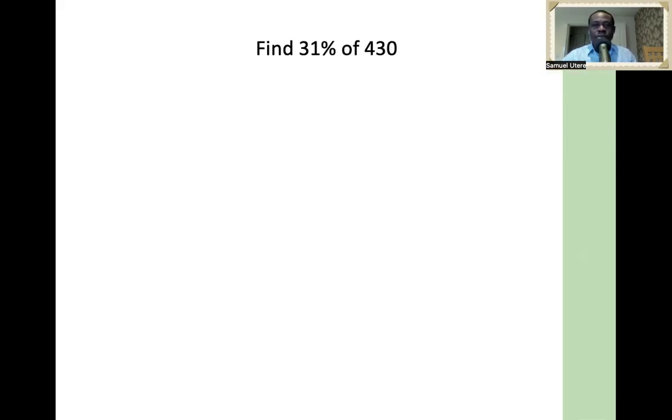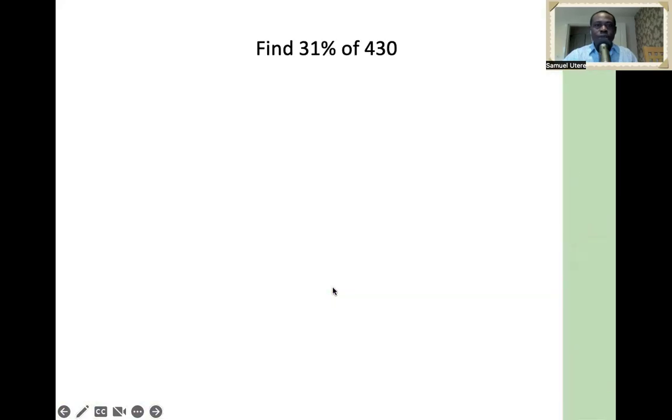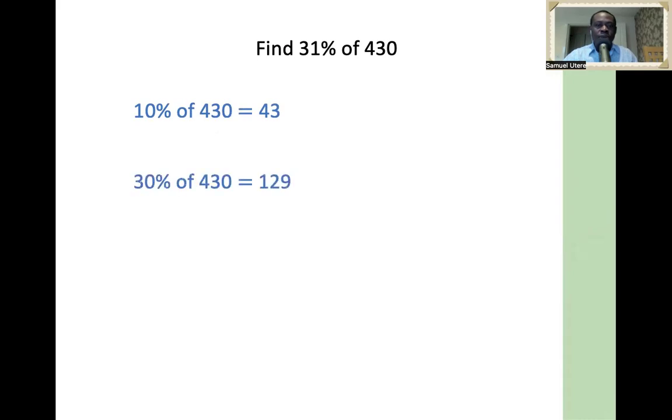Okay, let's do some new learning. If you're asked to find 31% of 430, you can see we have some facts here that we can use. So we already know that 10% is 43. We also know that 30% is 129. So 30%, remember, is 3 lots of 10%. So we can simply multiply 43 by 3. That gives us 129. We also know that 1% is 4.3.